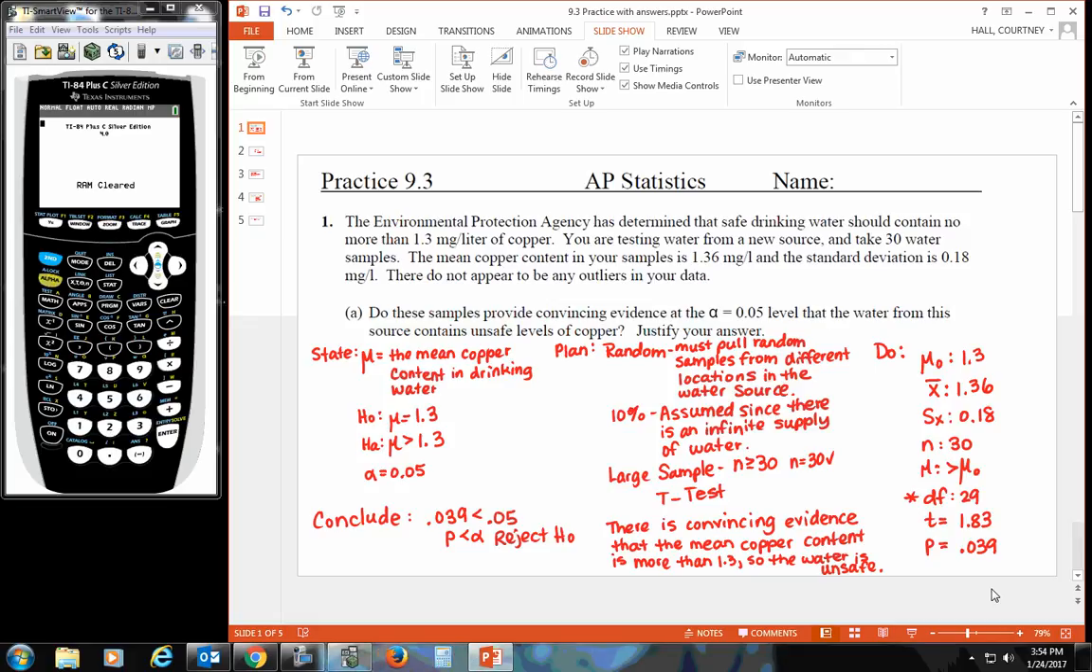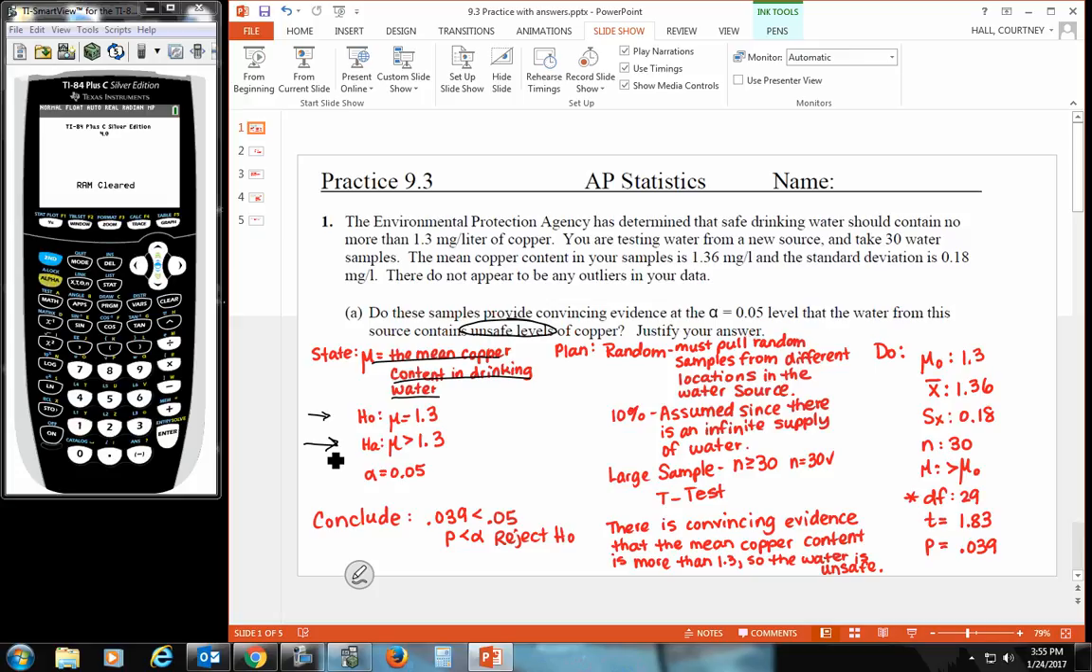So within the state part of our testing, we need to identify the parameters. So we're going to say mu is equal to the mean copper content of drinking water. We need to set up our null hypothesis. So we have the mean is 1.3 because that is the cutoff. If it's safe, it's at 1.3. If it's anything greater than 1.3, then it's actually unsafe. So we want to test to see if we have any unsafe levels. So our null hypothesis is going to be that the mean level of copper is actually greater than 1.3.